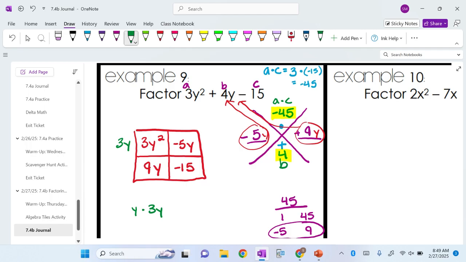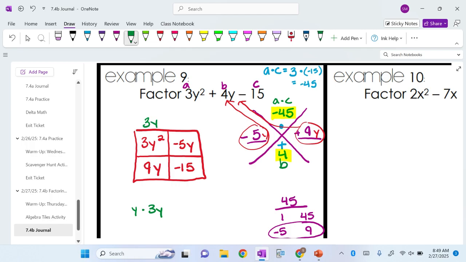So let's say I put the 3y here. Is there any whole number that I can multiply 3y by to get negative 5y? Is 5 a factor of 3? No. Or a multiple of 3, I should say. So that's probably not the placement for 3y. What about here?